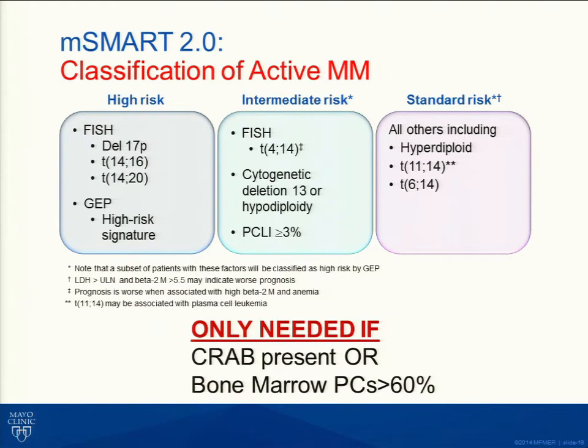But remember, all this is only needed if CRAB is present or if the patients have greater than 60% plasma cells. If they don't have symptomatic myeloma, or they don't have greater than 60% plasma cells in their marrow, they don't need any of this.